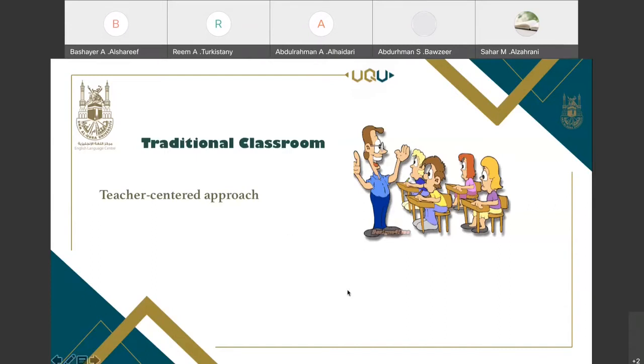Okay, now what is happening here? This is the situation in the class. Now I don't want to criticize this method, because we all graduated from these old schools, and mashallah, we are all good teachers now. Okay, but this is not applicable for nowadays.